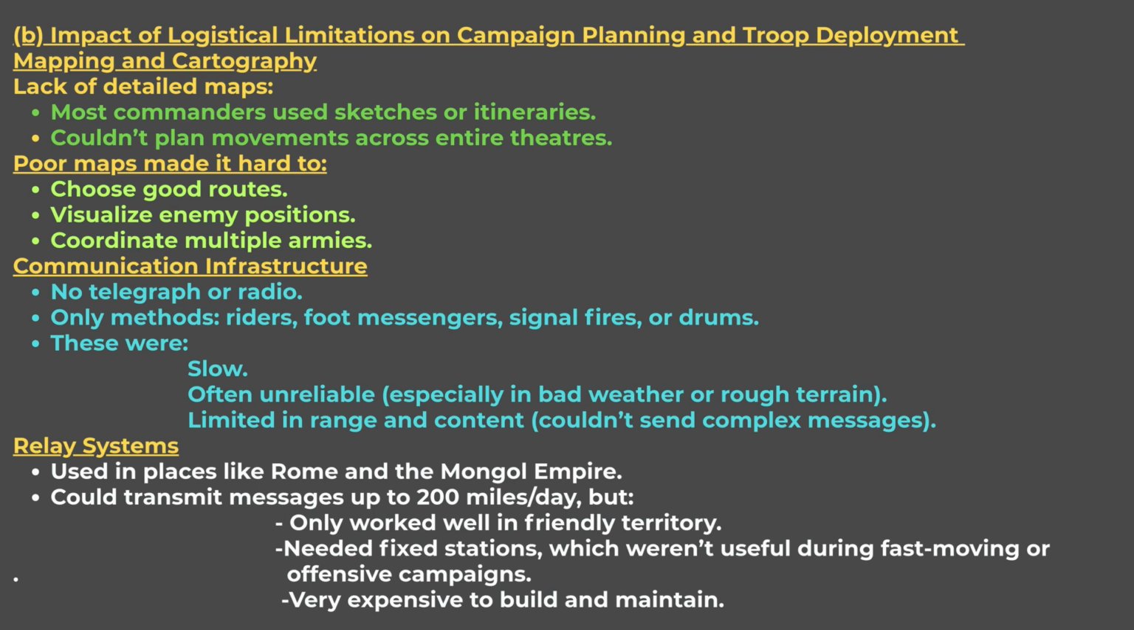Dosto, all of this meant that multi-front operations were basically too risky and too complex to pull off effectively. So, campaigns before Napoleon were usually limited to one main army with narrow goals and minimal coordination. It wasn't until modern mapping, faster communication, and better logistics that true operational-level coordination became possible. Let's move to the next question.